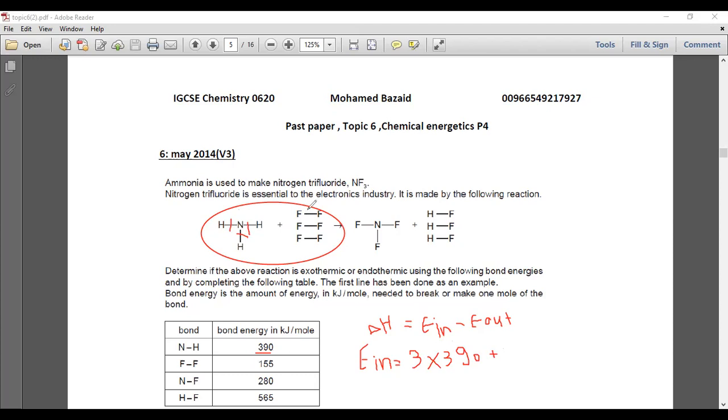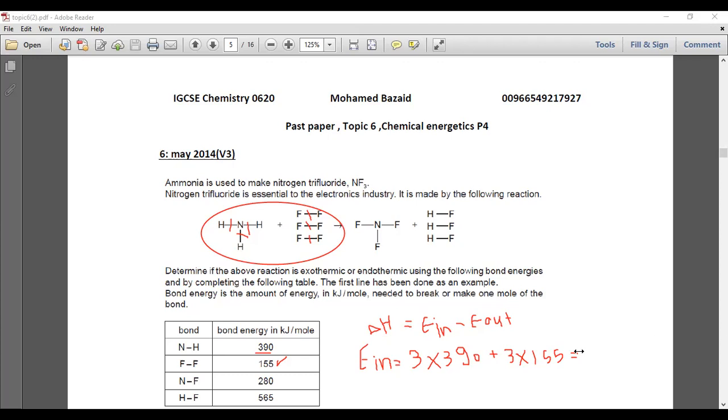Next one, F bond F. I have 1 bond. The value of F bond F is 155. Equal. So what do I have to do? I have to do it step by step. Why? Because most of the mistakes came from calculators. Okay. So what do you have to do here? 3 multiply 390 equals 1170.